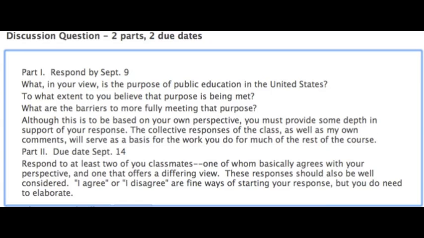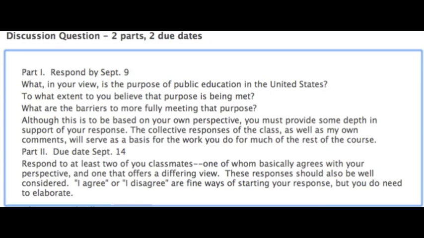So you've seen what an initial good response to a prompt looks like. Now we need to discuss responses to student prompts, how you continue to generate discussion. This demands that you respond to at least 2 of your classmates, one of whom basically agrees with your perspective and one that offers a differing view. These responses should also be well considered. By well considered, we mean informed by data, informed by experience.